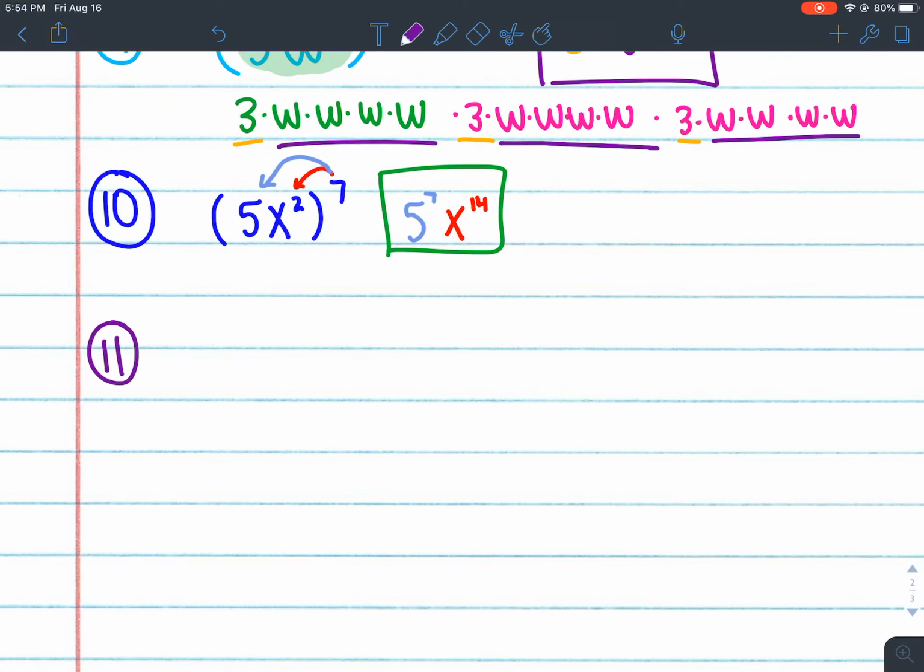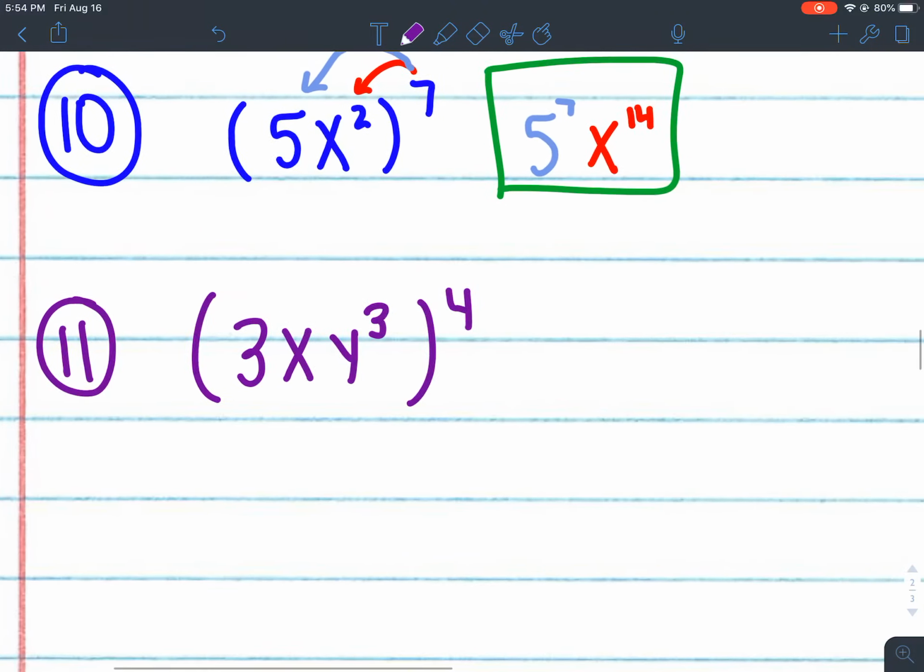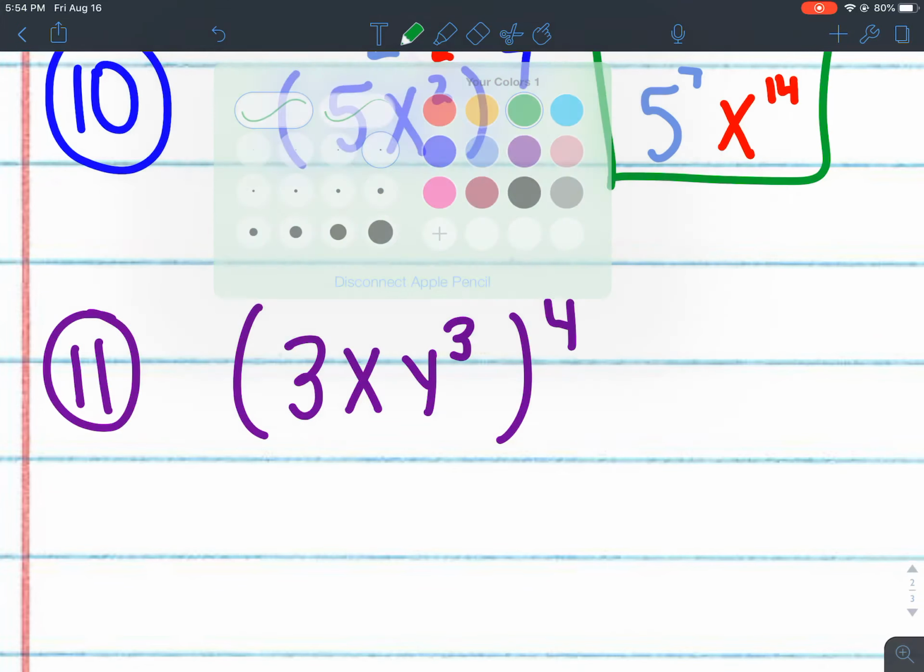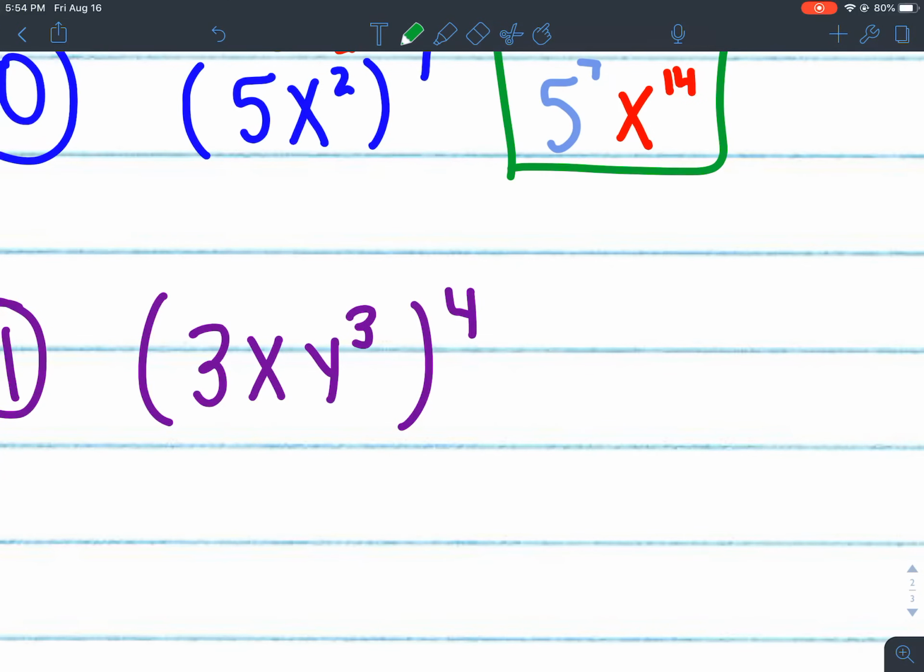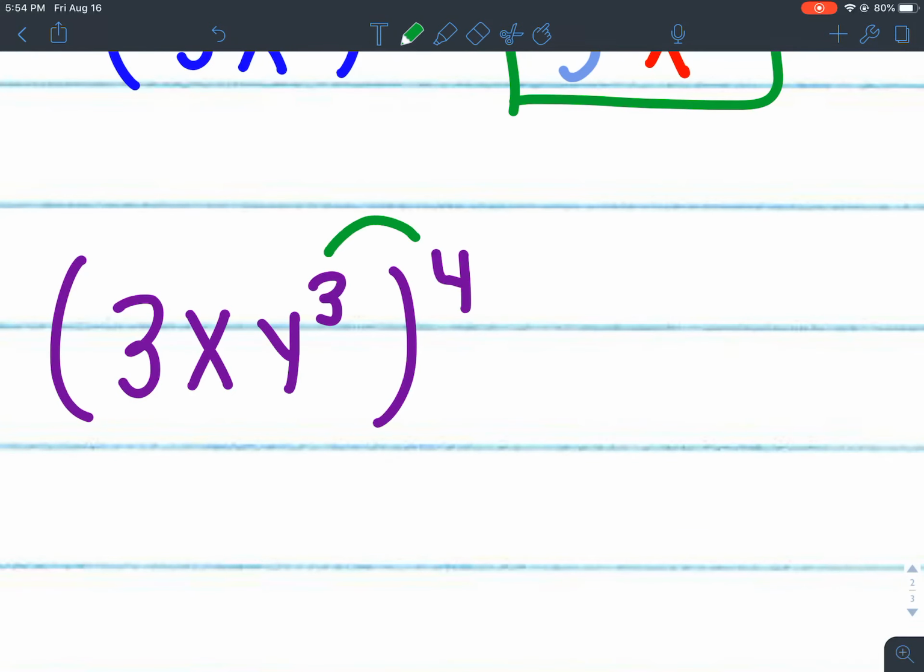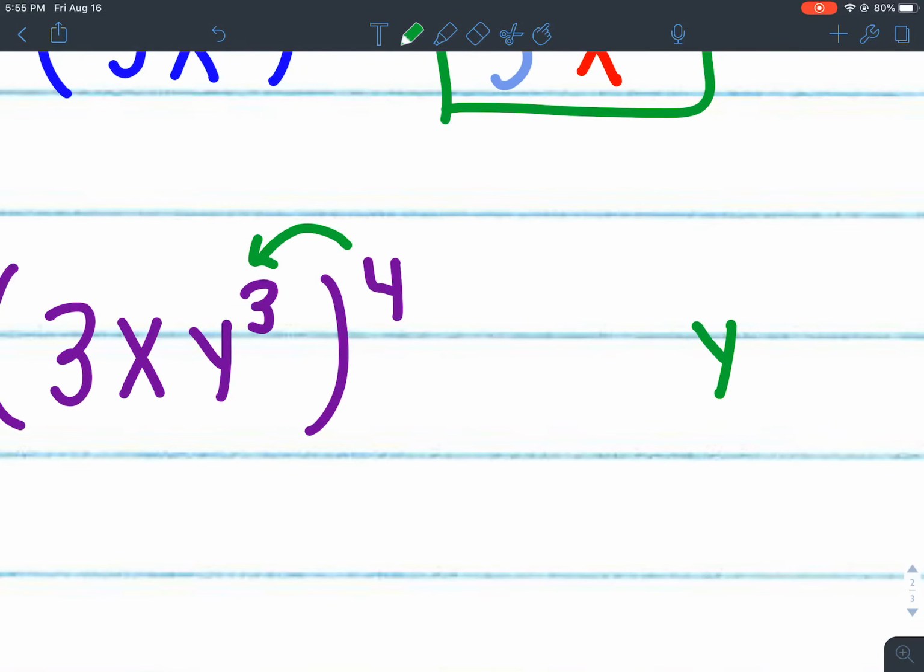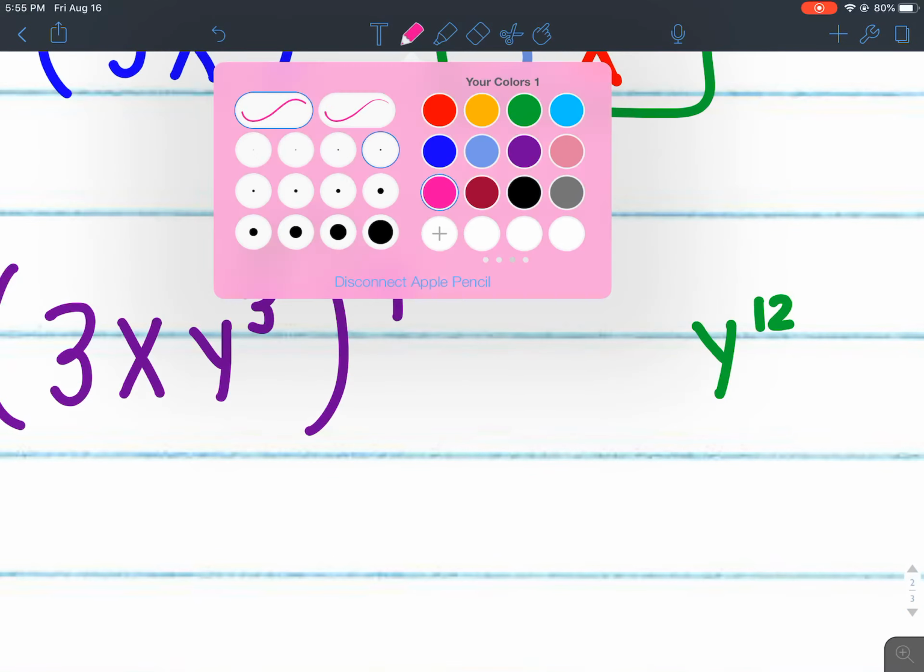All right, number 11. Let's add in some stuff. So let's do 3xy to the 3rd to the 4th. So let's try this one. With this example, we're going to do the same thing. We're going to use that shortcut we just learned. So we see there's an exponent on the outside, which means it's super, so we're going to multiply. So I'm going to multiply this in. I'm going to have y to the 12th.